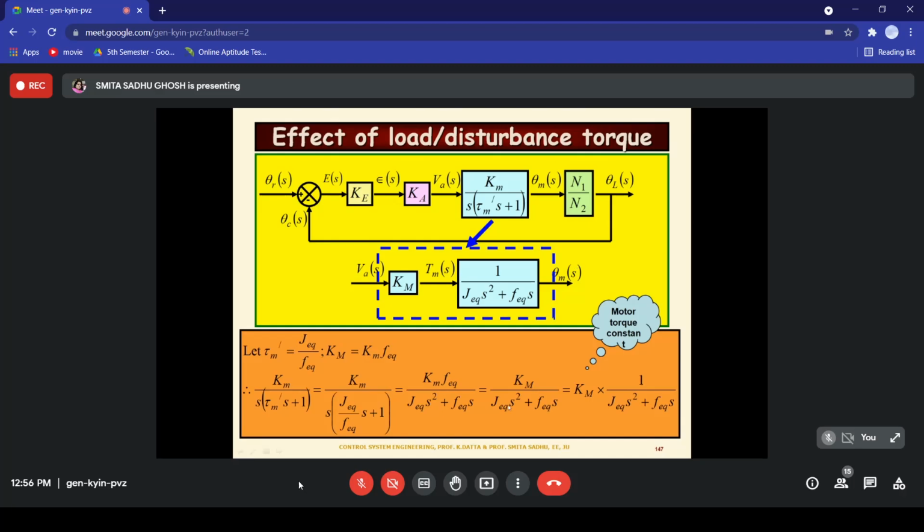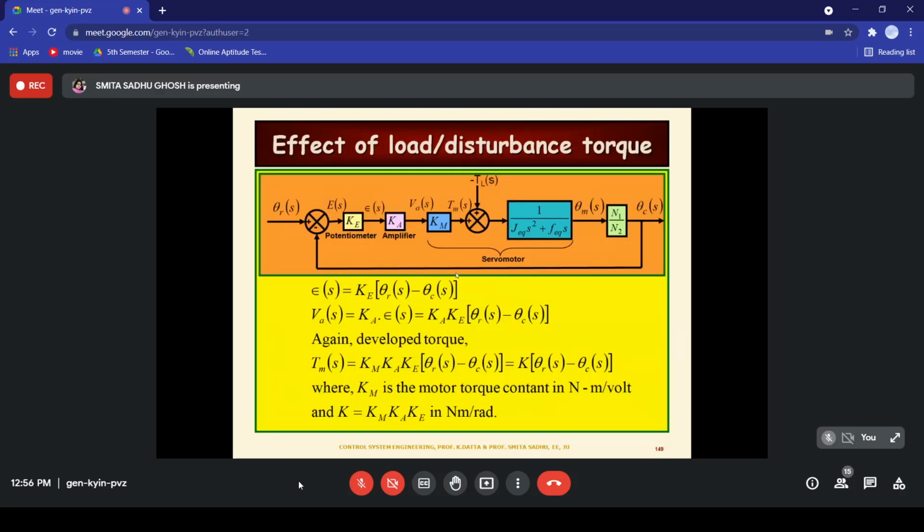Now this breaking up has been done keeping a particular thing in mind. As I told you, since we have to consider the effect of the disturbance torque, it is essential to find what the torque produced by the motor is, and that is why this has been explicitly shown here. The equivalent units are shown. Units you can just see from this slide, which is already given to you.